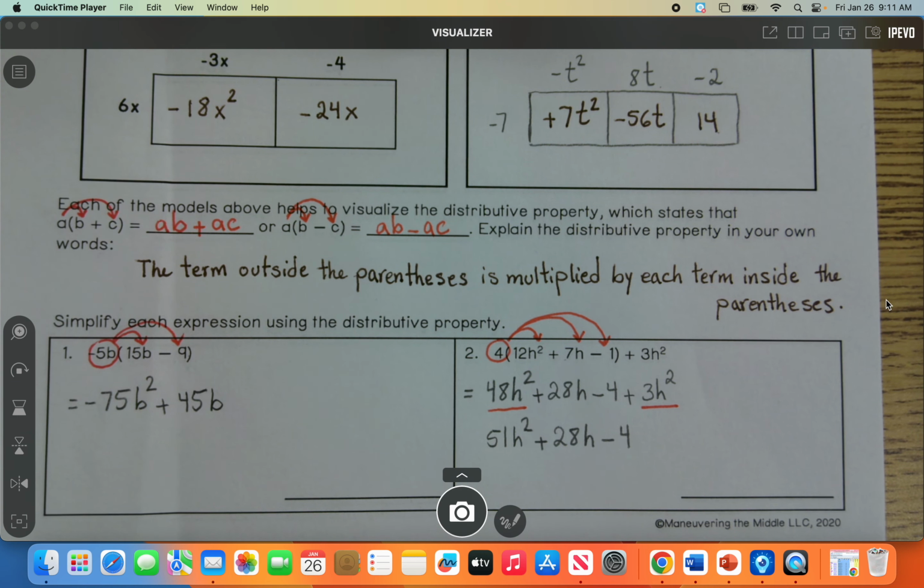There you go. And the expression down there it says simplify each expression in 5 and 7. We're going to do that in the class, and you have to do it with your friends.